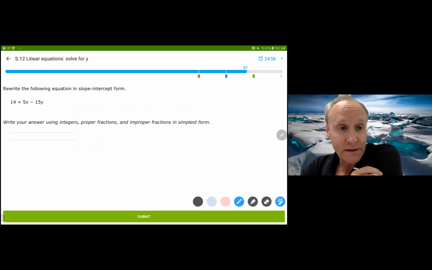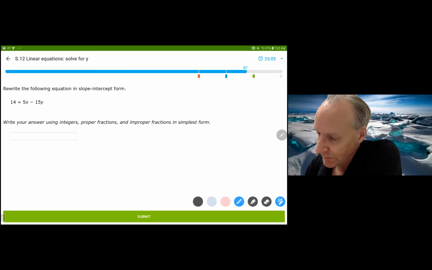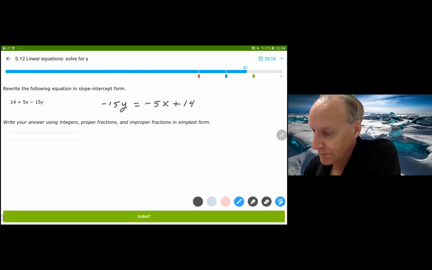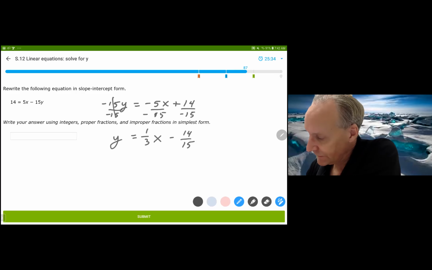It's on the wrong side, so to speak, but I'm going to go ahead and subtract the 5x and divide everything by negative 15. So I'm going to have negative 15y by itself, and it's going to be equal to negative 5x plus 14. We're going to divide everything by negative 15. And again, separate it out. And we have y is equal to 1/3 x minus 14 over 15. And we're almost done.